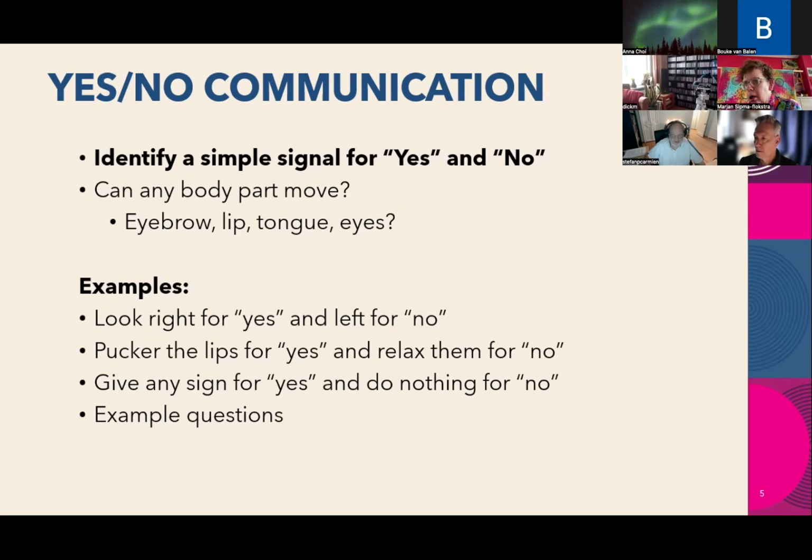So, what parts of the body might be able to move, if any? Like I mentioned, the eyebrow. Some people can purse their lips or tighten their lips a little bit. Maybe they can move their tongue. Some people can make a sound with their tongue, a clicking sound. Some people can move their eyes. Some examples that I like to share are look right for yes and look left for no, or look up for yes and look down for no. Or you might pucker your lips for yes and relax them for no. So when someone asks you a question, you can give your signal for yes, or you can give your signal for no, and it can be noticed. You can use any movable body part, however small, for yes, and do nothing for no.